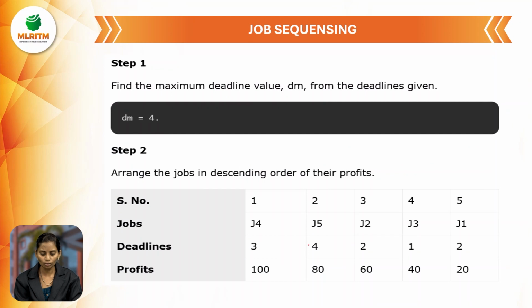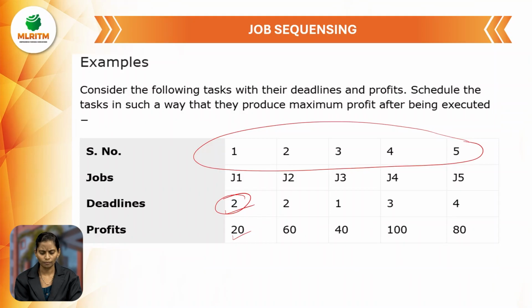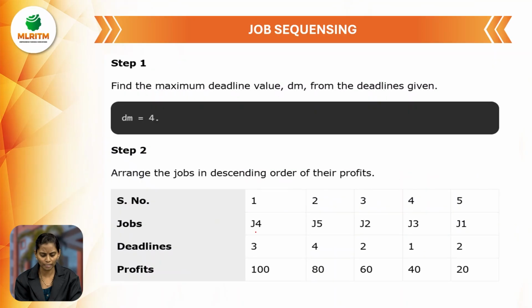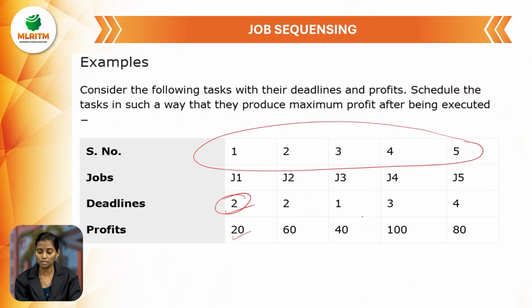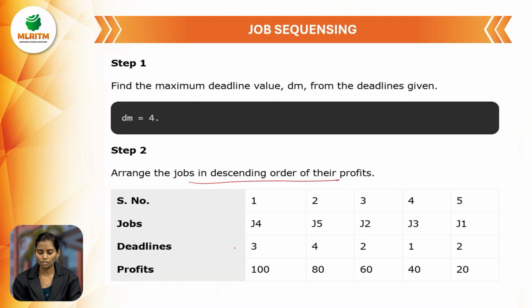Okay, now what is the next step we want to do? For each job we are going to calculate the profit as well as the weight. So first we are going to arrange the given jobs in descending order. In the given table, descending order means first priority, second priority, third priority, fourth as well as fifth priority. In this way we are going to arrange the jobs.